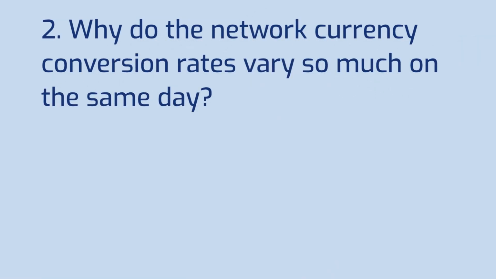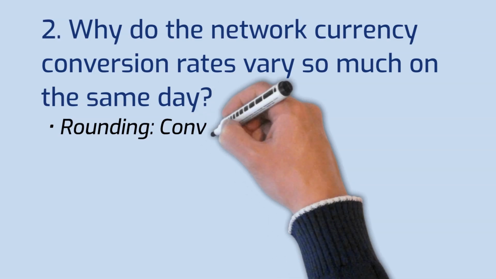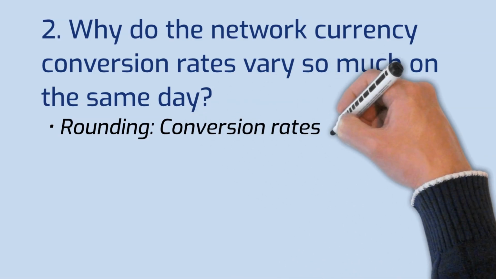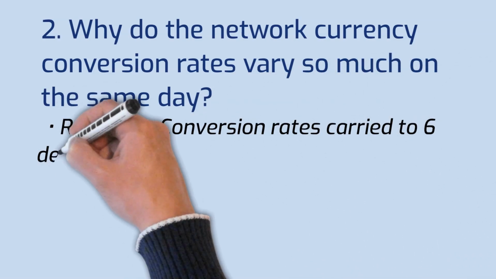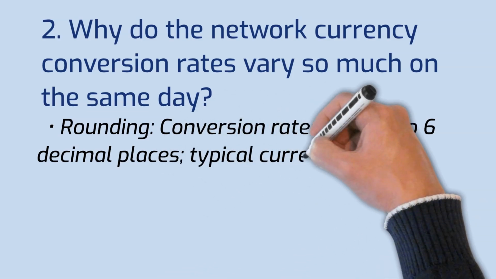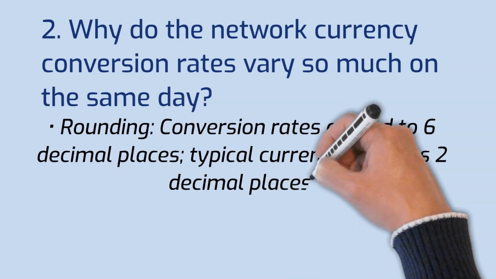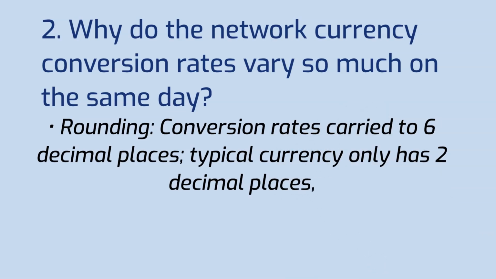There are two factors that work together to make this illusion happen. The network currency conversion rates typically extend to 6 decimal places. However, most currencies only have 2 decimal places. Therefore, every currency conversion needs to be rounded. If the two currencies don't have a cross rate, then the amounts are rounded twice per transaction. Merchant currency is converted to base currency and rounded. Then base currency is converted to cardholder currency and rounded.